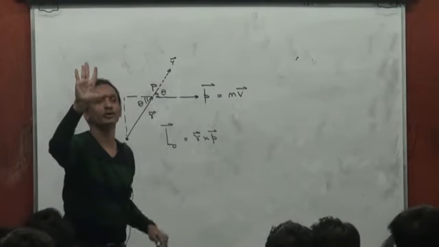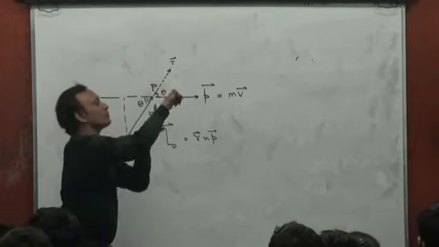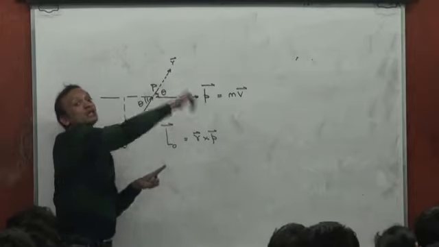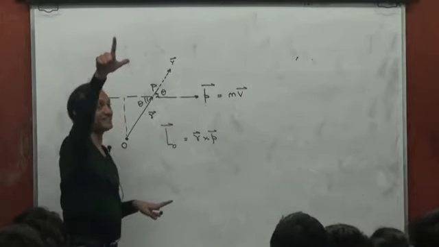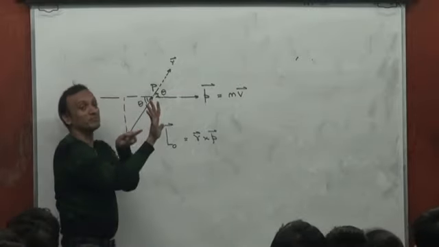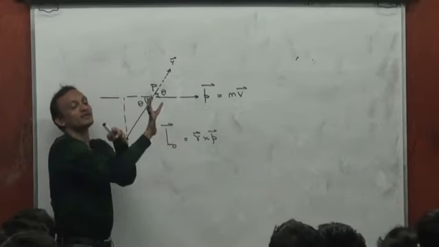Like I told you in one of the earlier sessions, the thumb will give you the direction and the curling of the fingers will give you the sense, for your right hand. If your thumb is located here, it points this way.